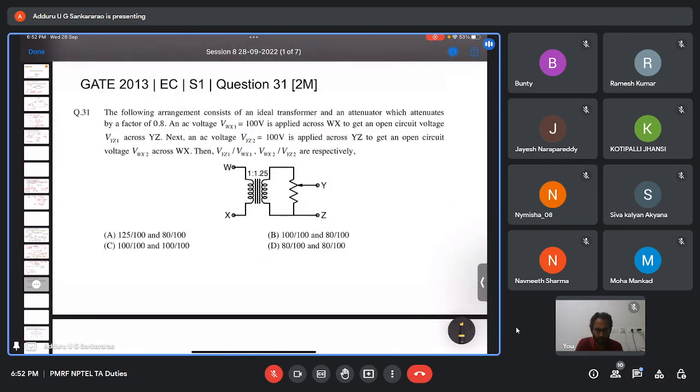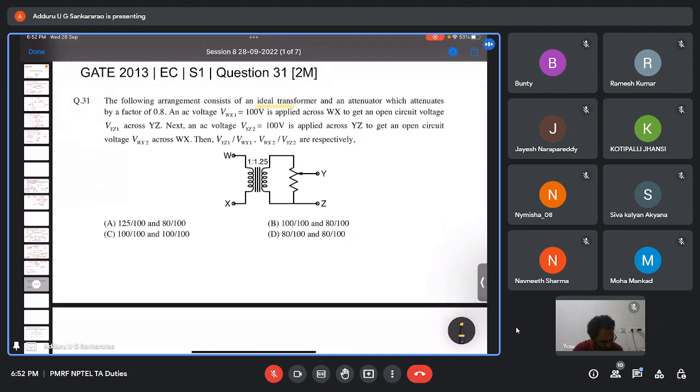This question is given in GATE 2013 ECE set 1 for 2 marks. The question is: the following arrangement consists of an ideal transformer and an attenuator which attenuates by a factor of 0.8, and an AC voltage VWX1 of 100 volts is applied across WX to get an open circuit voltage VYZ1.